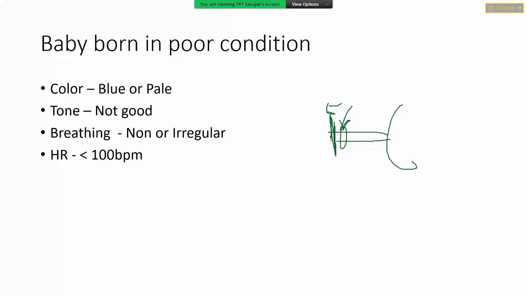There should be no grunting or symptoms of respiratory distress. So if there's no breathing or irregular breathing, there is also a problem. Heart rate should be more than 100. If it's less than 100, that is again a problem. So keep it, remember this one.